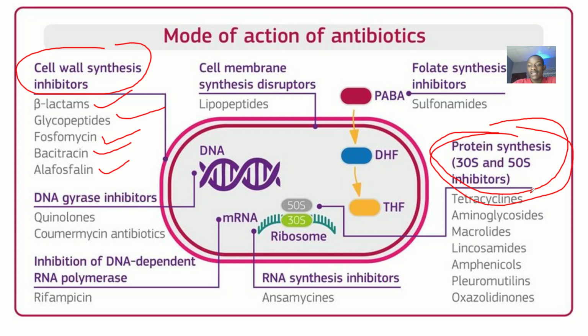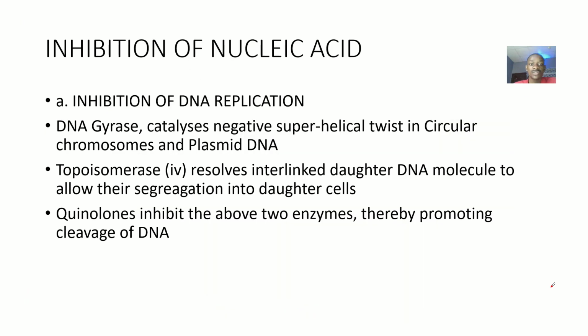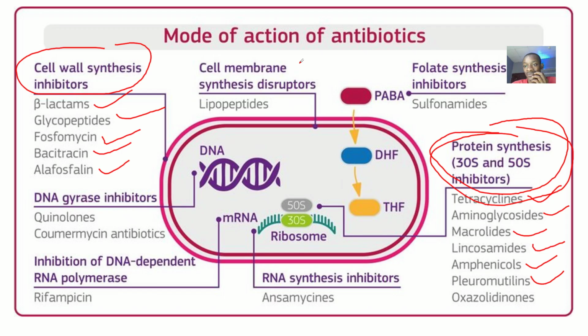These are the drugs that can inhibit protein synthesis: the tetracyclines, aminoglycosides, macrolides, lincosamides, amphenicols, pleuromutilins, and oxazolidinones. Moving to the next one, inhibition of nucleic acid, that is, inhibition of the formation of nucleic acid.